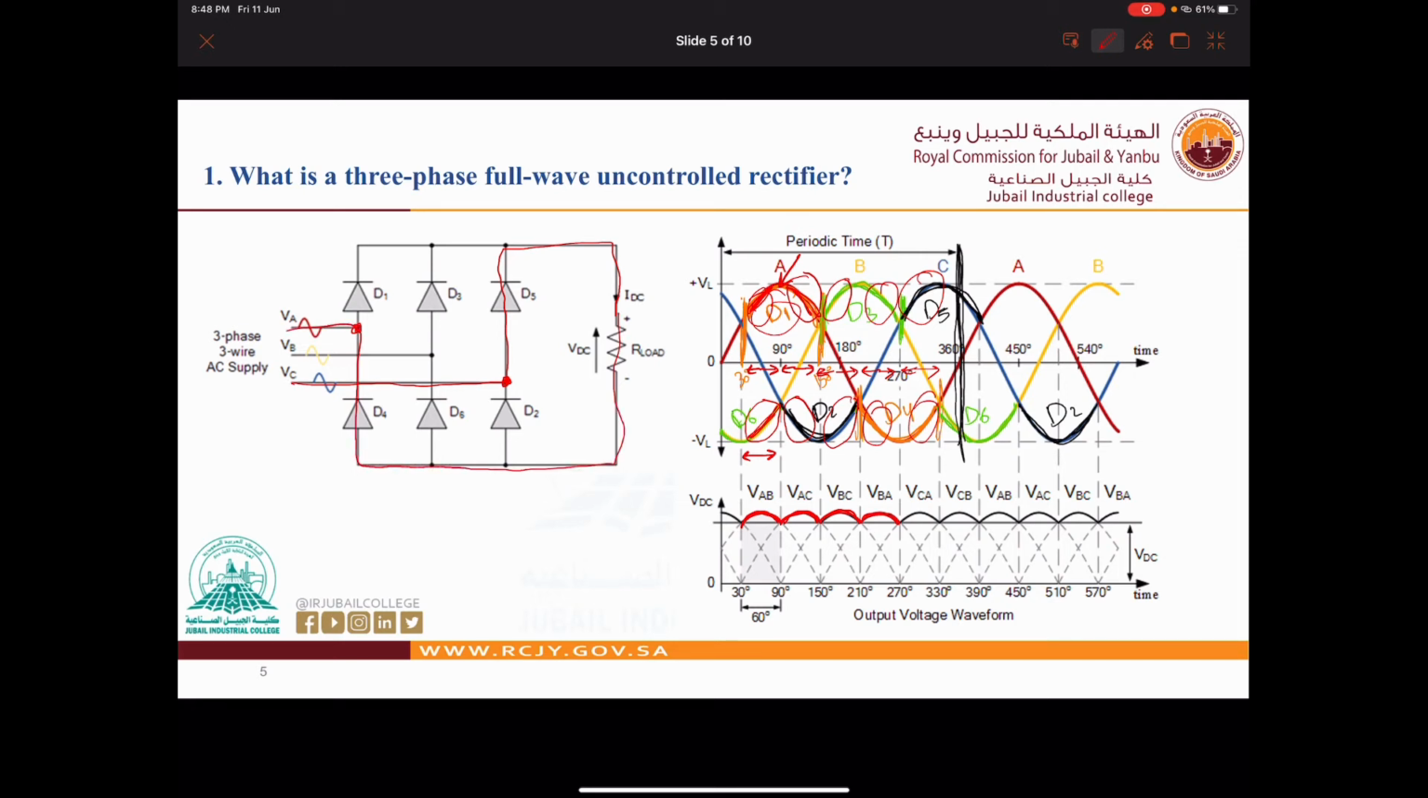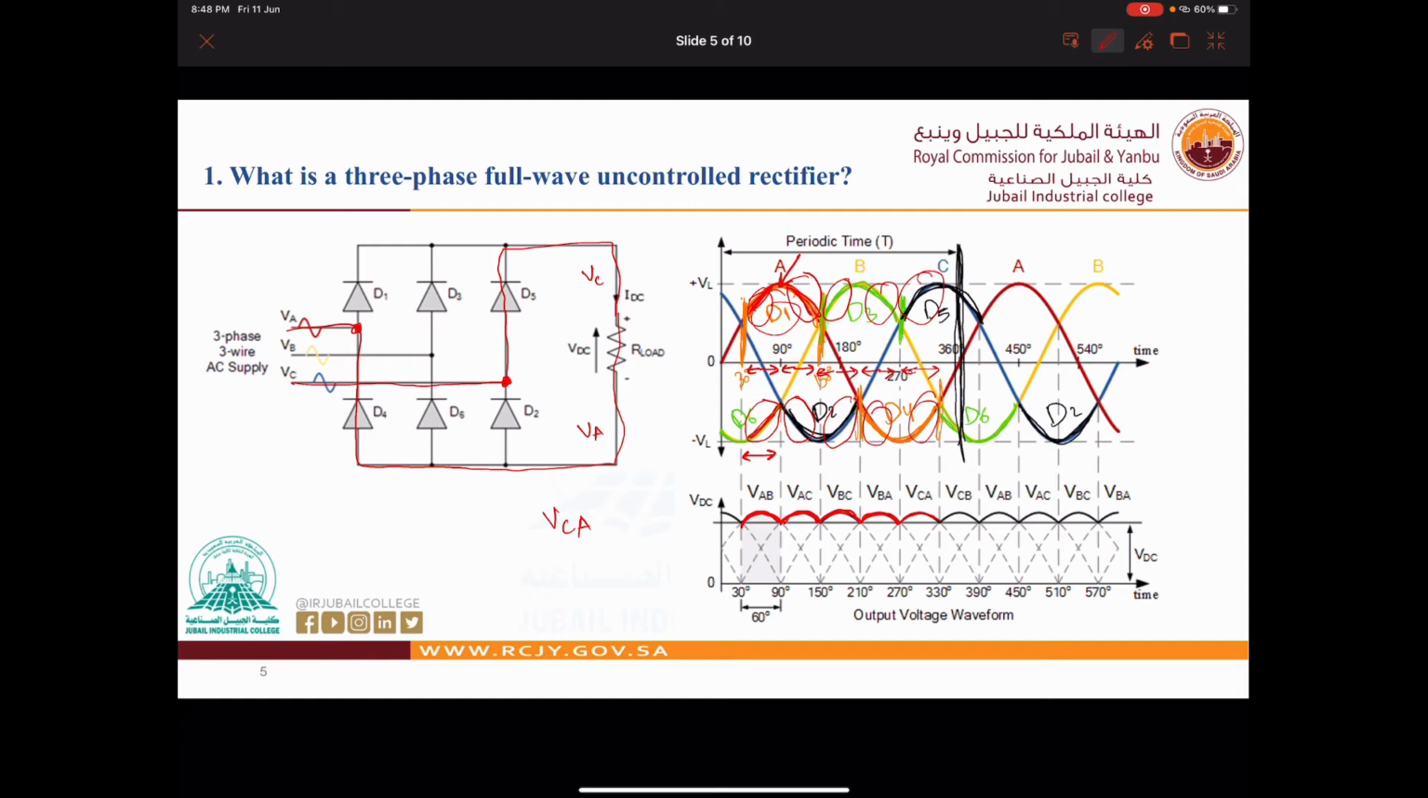So we have here as a positive, we have VC, here we have VA. So therefore the difference between them is VCA. So this is VCA. Now this is very important, shabab. This is very important.